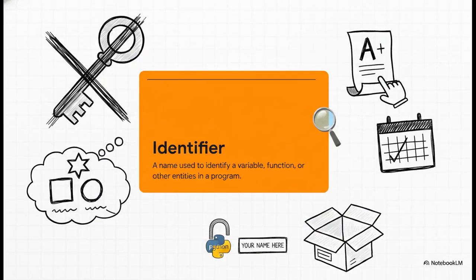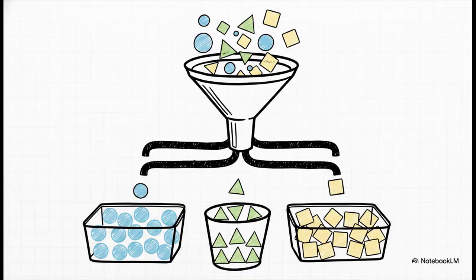But wait, if Python totally owns the keywords, how do we name our own stuff? Well, that brings us to identifiers. An identifier is simply a custom name that you create to label a variable, a function, or any other entity in your program. This is a vital distinction to make here. Keywords are locked down and reserved by Python, but identifiers, those are your own custom labels. For example, if you wanted to store a student's score, you might create an identifier and name it something like total_marks.